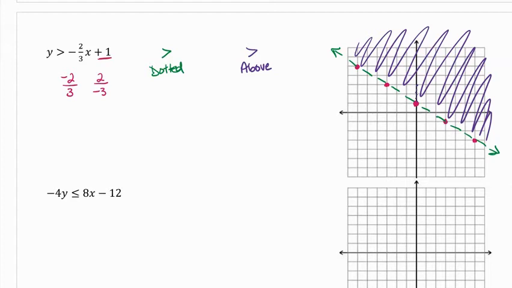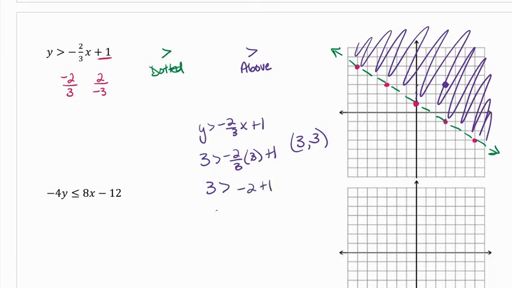I could pick a point, let's see, 1, 2, 3, 3. The point 3, 3 is right there. That is inside the shading, right? If I plug that in, we have y is greater than negative 2/3 x plus 1. So that means 3 is greater than negative 2/3 times 3 plus 1. That's 3 is greater than, 3's cross out, so negative 2 plus 1. So 3 is greater than negative 1. That is true, right? That's why that point is a solution in that graph. It's in the shaded part. That's another way to tell where to shade.